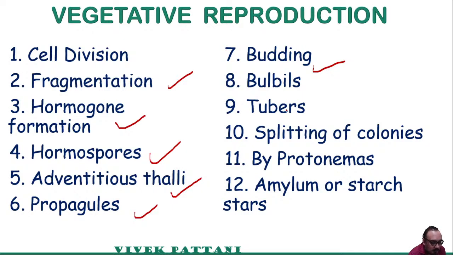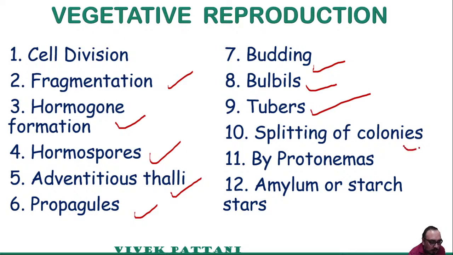Next comes the bulbils. Many times the rhizoids of certain algae produce small bud-like structures, which are basically full of stored food material, which can give rise to a new alga. Next example is tubers. What are tubers? They are simply rounded structures, usually full of starch. When they are detached from the main structure of the algae, they grow into a new colony.